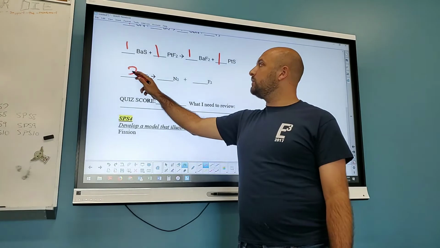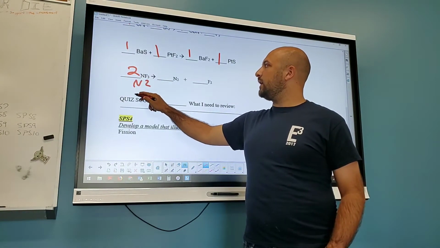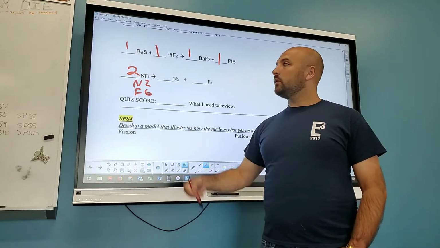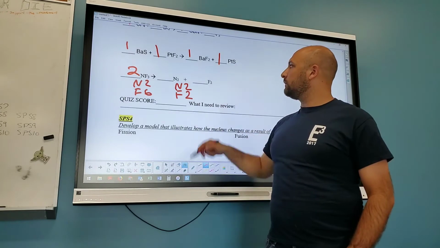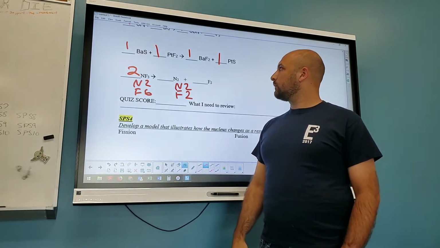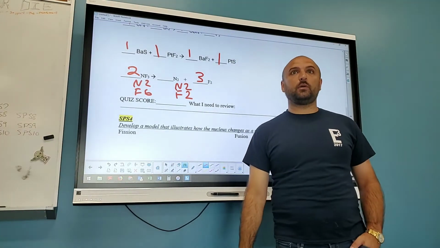Put a 2 here. Don't even do anything else. Just go ahead and put a 2 there. And that gives us 2 nitrogens and 6 fluorines. And then over here we've got 2 nitrogens and 2 fluorines. So what do we do here? Times 3 on F. Put a 3 there. And then that's the balanced equation.